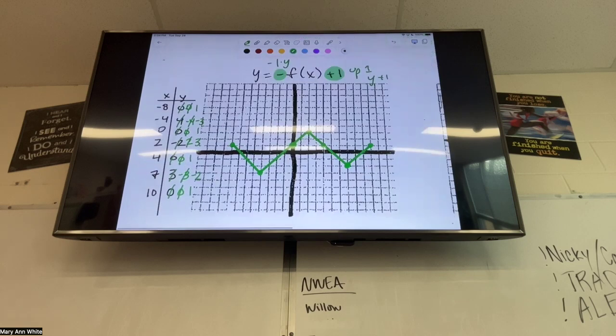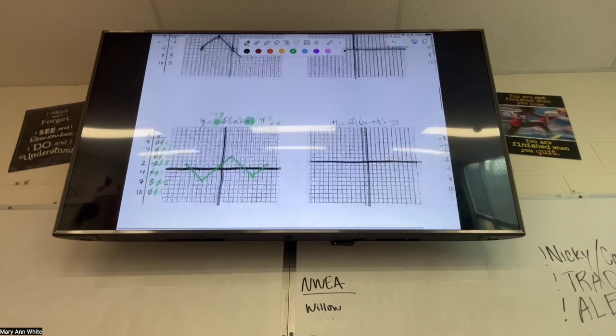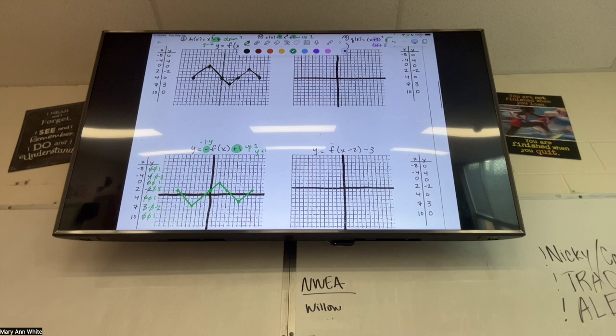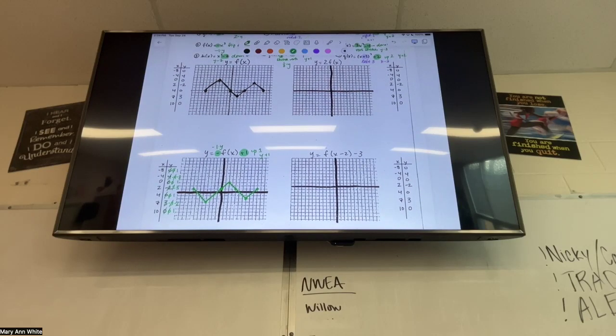So we flipped and we moved it up 1. And if you go and look at that original graph, I can see how I flipped it and then I moved it up 1. That's a check that I want us all to think about. Okay. Let's do one more on the front. Does the top right one or bottom right one look harder?